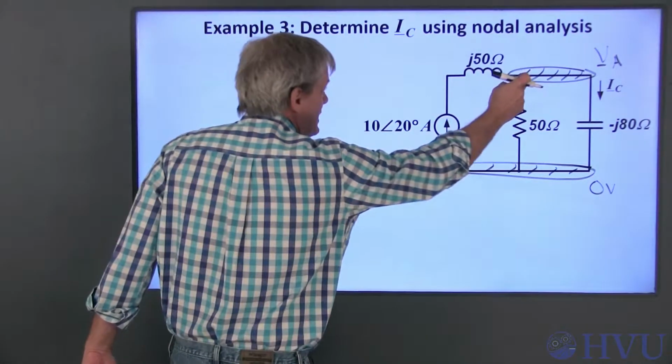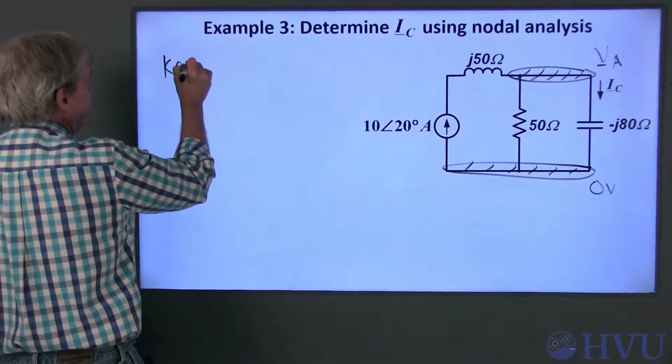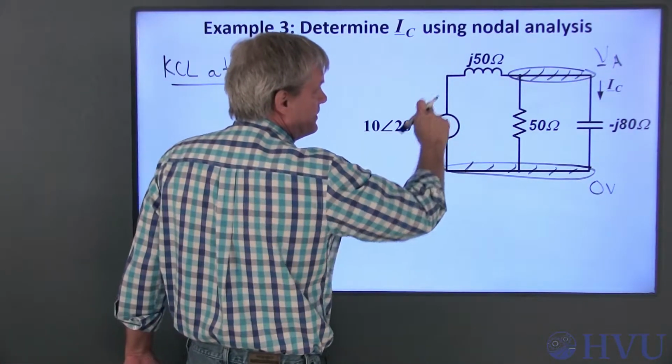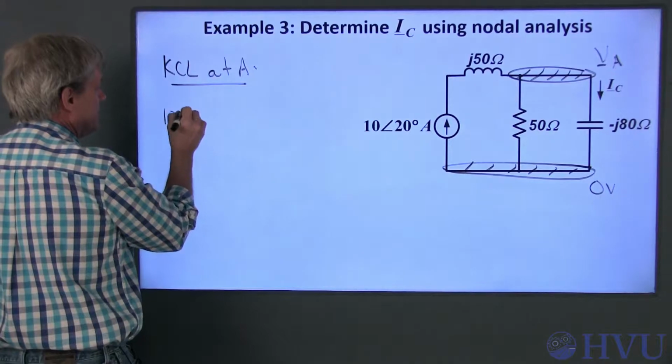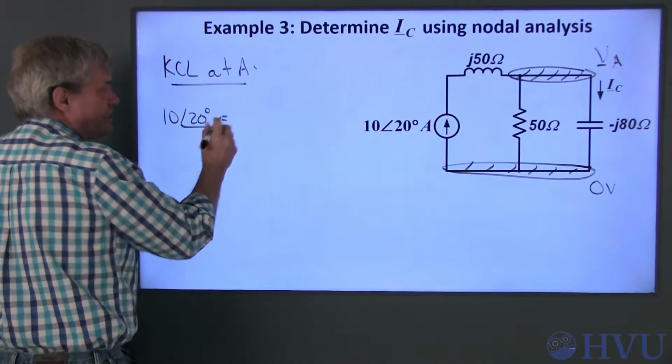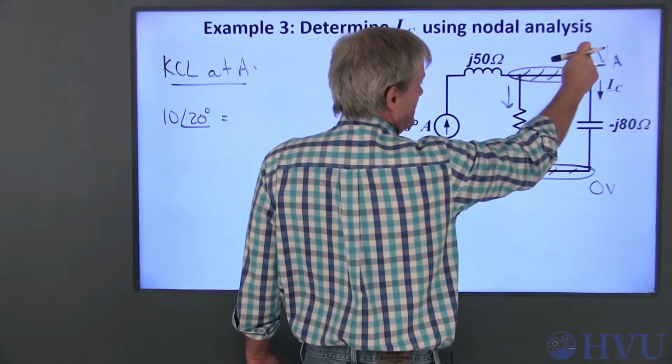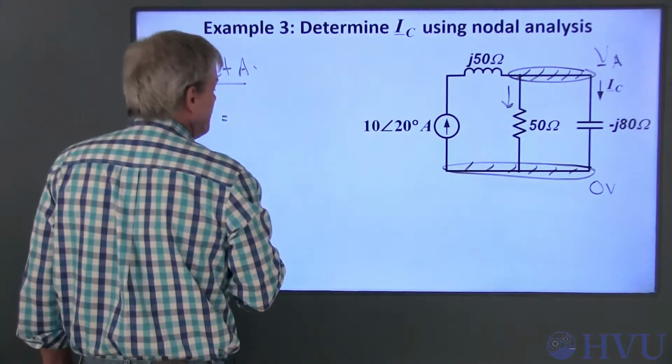Now if I do KCL at the independent node, I have this current entering the node, which has to be equal to the sum of the currents leaving the node. This current is V sub A minus 0 over 50.